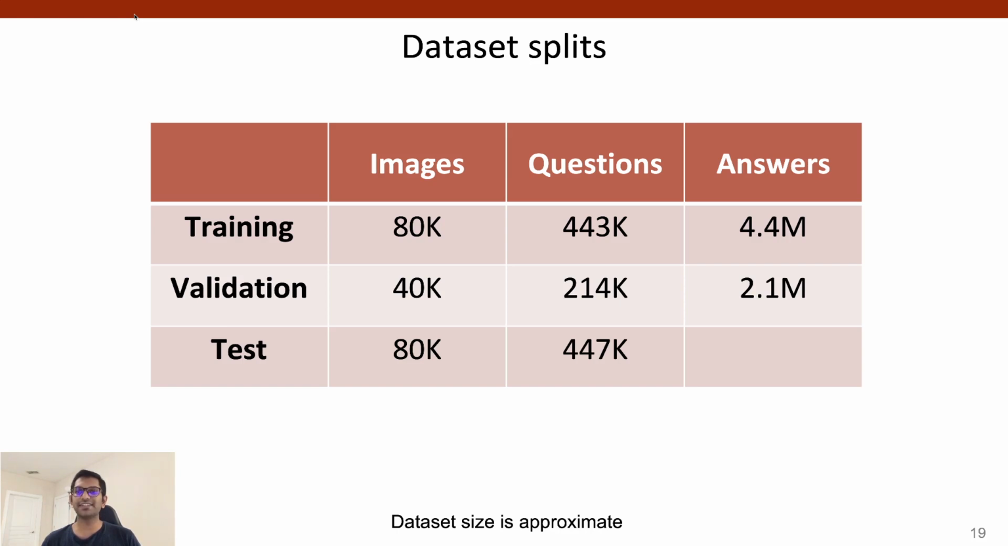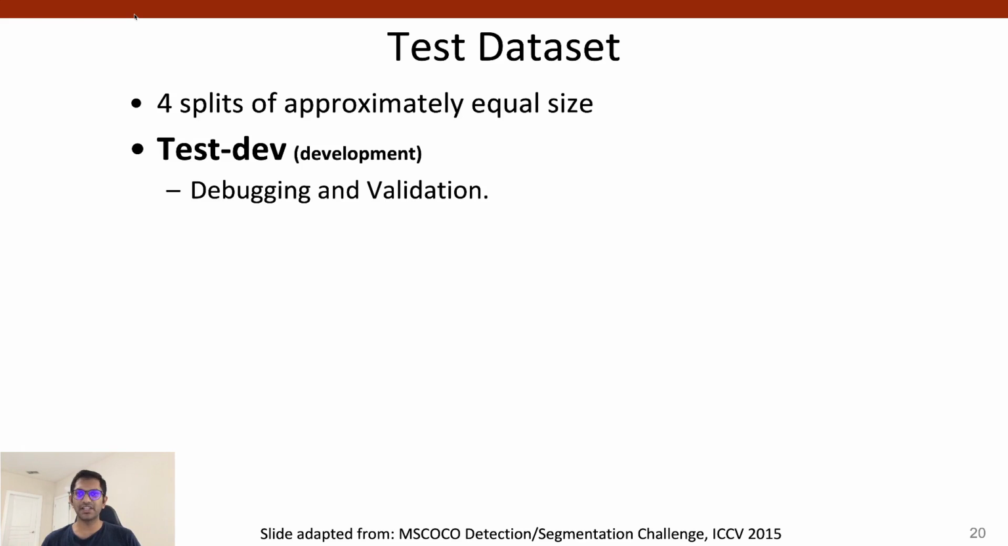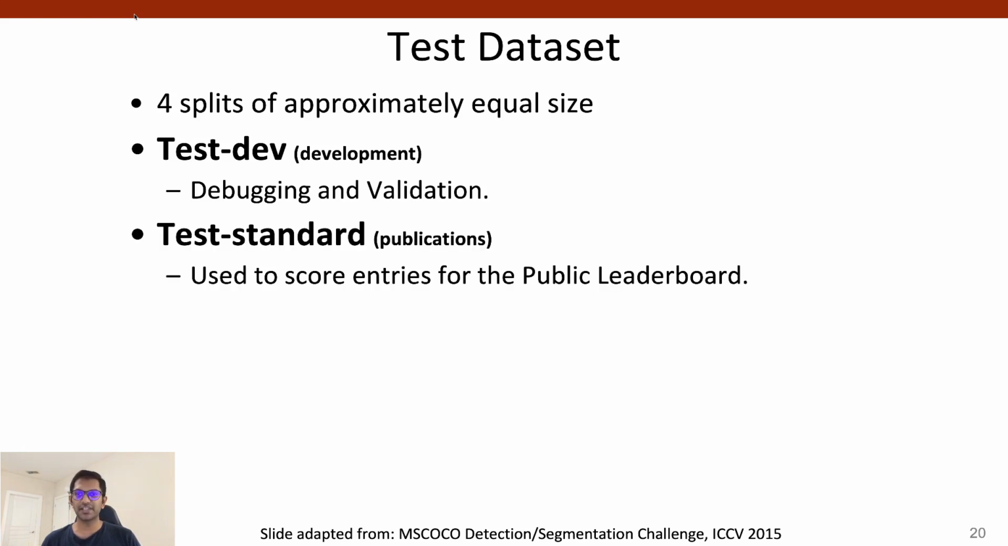Now let us look at the test set in more detail. The test set is divided into 4 splits of approximately equal size. The test dev split is for the purpose of debugging and validation. The test standard split is for public leaderboard. It has a limit of 5 submissions and maximum 1 submission per day. This set is also meant for reporting numbers in publications and comparing with other methods.